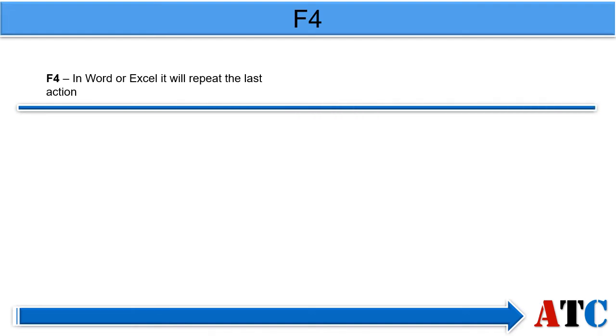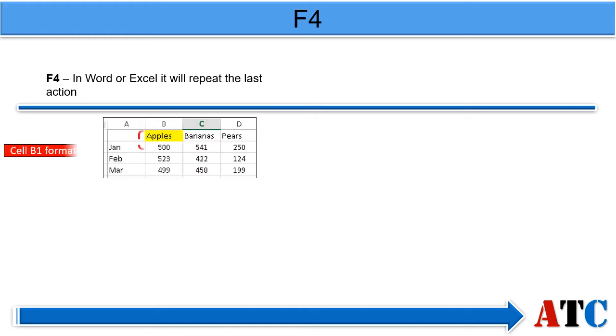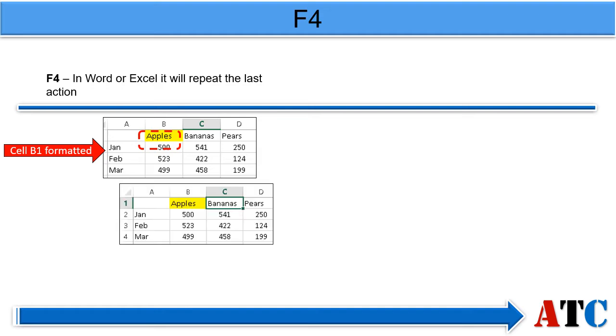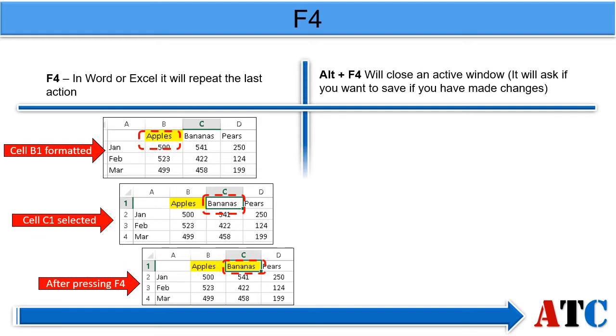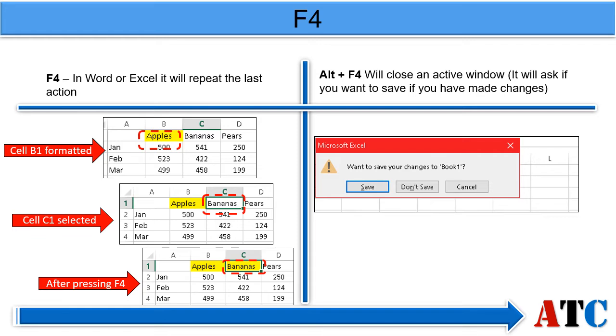If you press F4 while in Word or Excel, it will repeat the last action. So in this example, if we select and format cell B1 and then go to cell C1, press F4, it will repeat the formatting style we just used. Pressing Alt plus F4 will close an active window.